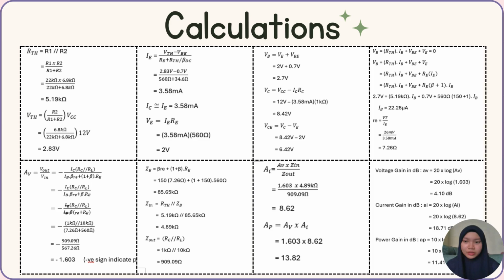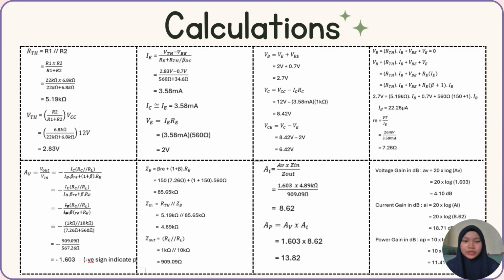Next, I will explain how to do the calculation. First, we need to find the RTH. We need to use the equivalent of R1 with R2. So we get 5.19 kilo ohm. Next, the value for VTH is 2.83 volt. And the formula to find the IE is VTH minus VBE divided by RE plus RTH divided by beta DC. So the value of IE is 3.58 milliampere. The value of IC will be approximately equal to IE, which is 3.58 milliampere.